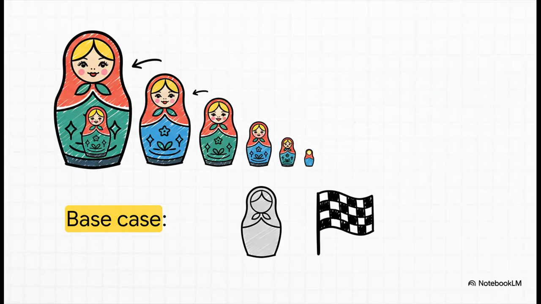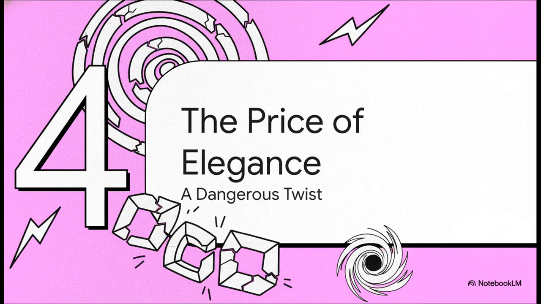This fits our two rules absolutely perfectly. The reduction step is defining the factorial of any number n as n times the factorial of n minus 1. See? We're always making the problem a little bit smaller. And the base case is our stopping point. We all know the factorial of 1 is just 1. It's simple, it's clean, it's totally elegant. So far, so good, right? Recursion seems like this perfect, clever tool.